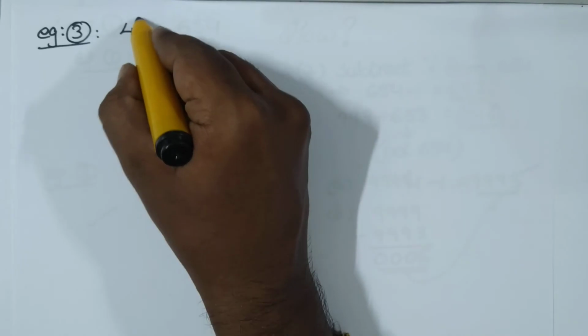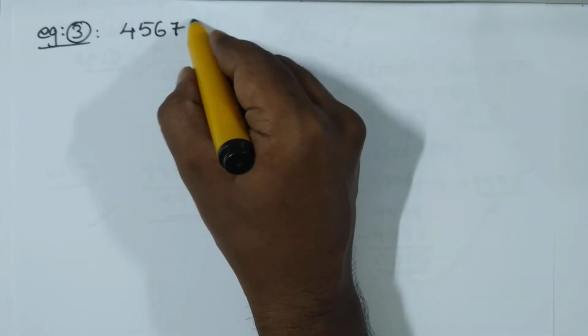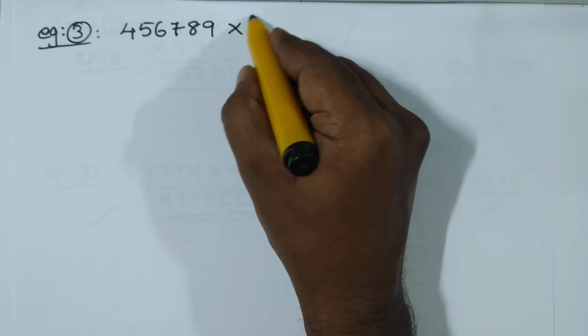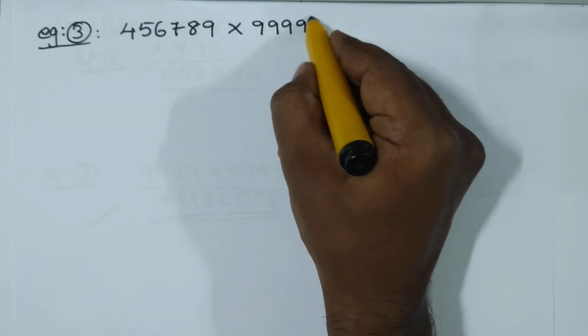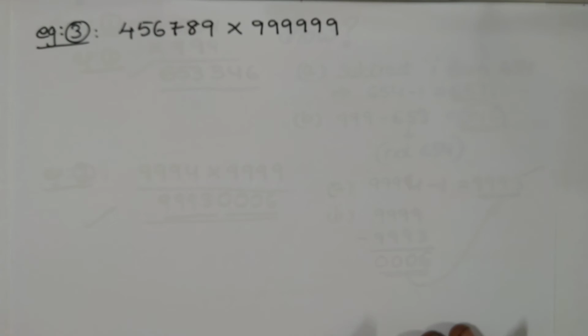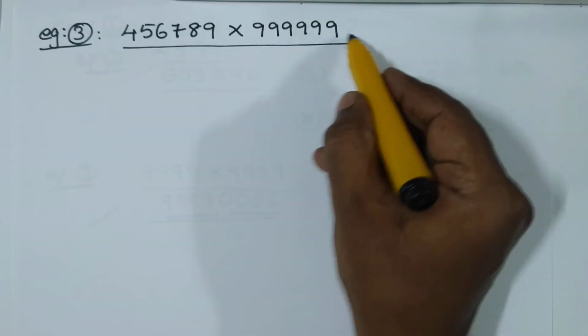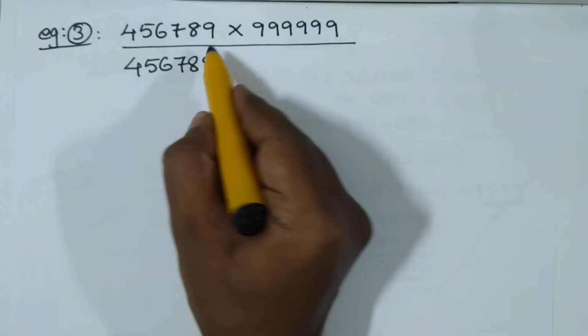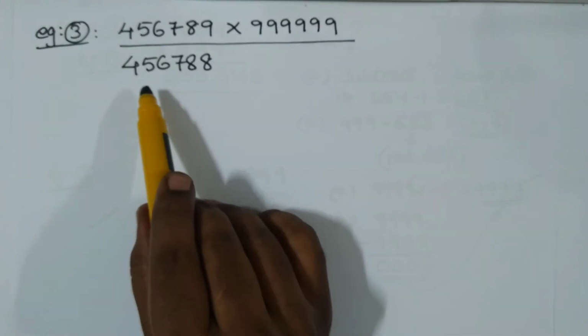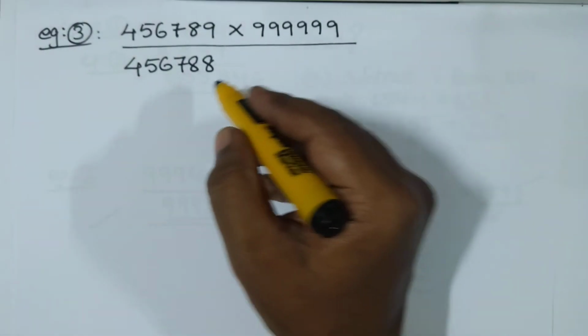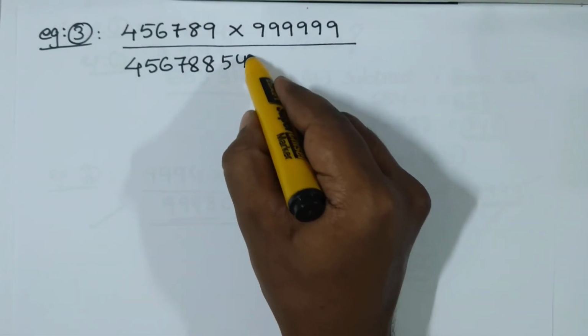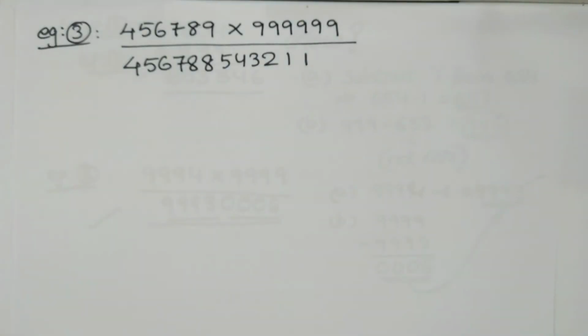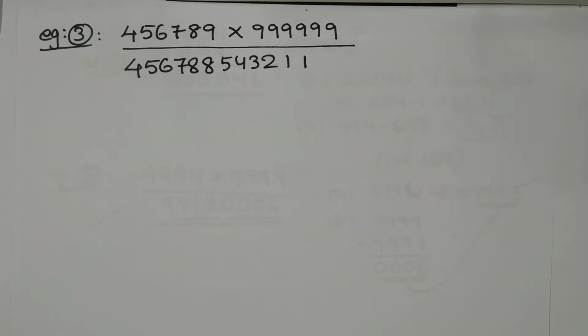Our example is this: 456789 multiplied by 6 9's. What is the answer for this? You subtract 1 from the multiplicand. 9 minus 1 is 8. Now you subtract this stuff from this 9. So 9 minus 4 is 5, 4, 3, 2, 1, 1. Strange, right? This is absolutely strange.